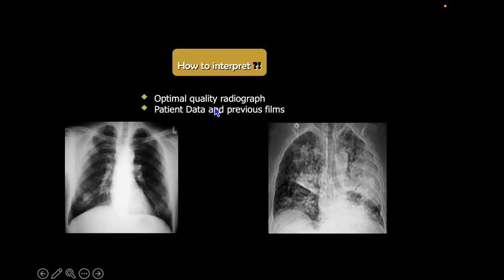How to interpret? As we said, first of all, the image should be of optimum quality, and we start with the patient data because you have to give the proper interpretation for the proper patient. If the image doesn't belong to the patient, definitely you make a big disaster. So the patient data are very important. The previous films might be needed.